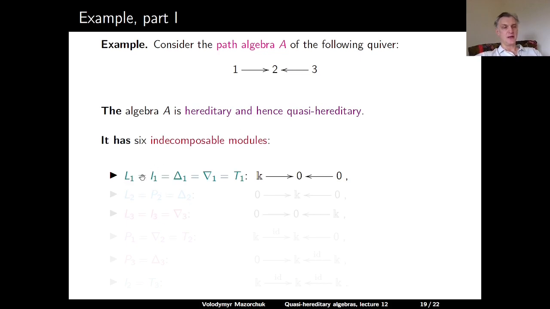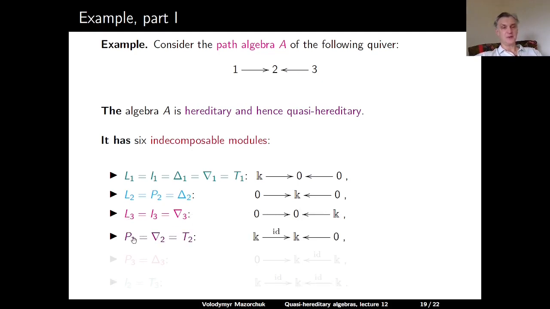The simple at 1, which is also tilting, because it's also delta and nabla. The simple at 2, which is projective and delta. The simple at 3, which is injective and nabla. The projective at 1, which coincides with nabla 2 and hence also is a tilting module for the vertex 2. The projective at 3, which is delta 3. And the injective at 2, which is a tilting module for 3.